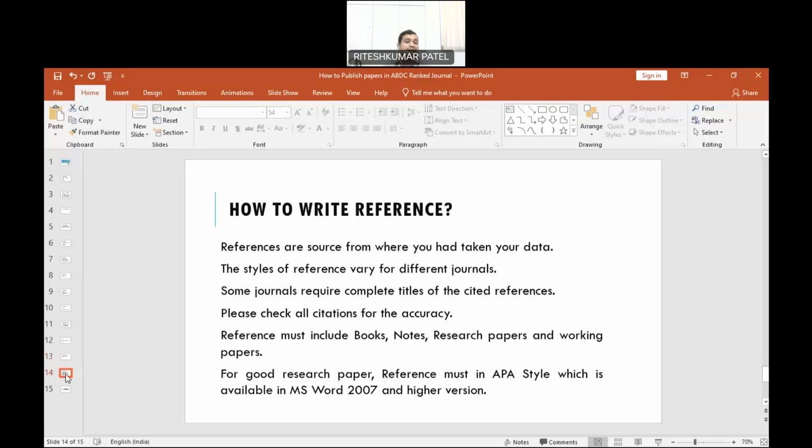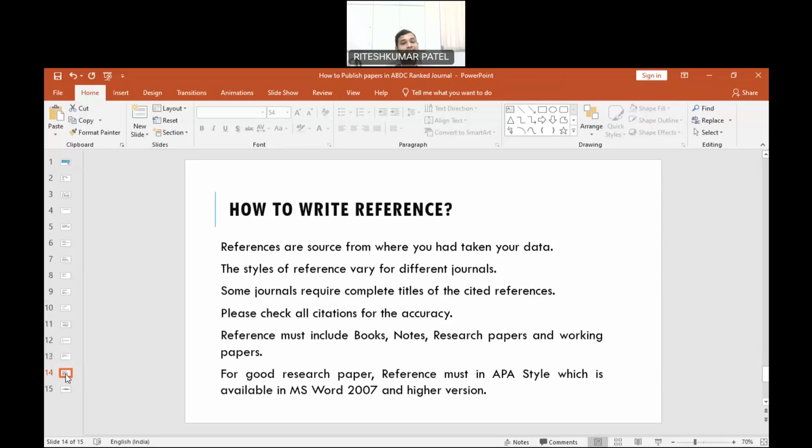Now, how to write references? You write references for the sources from which you have taken the data. So the references are the sources where you have taken data, and the style differs a lot. At the end of this presentation, I will show you how you can take these references very easily from Google Scholar.